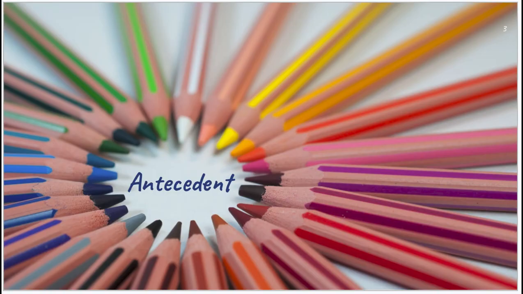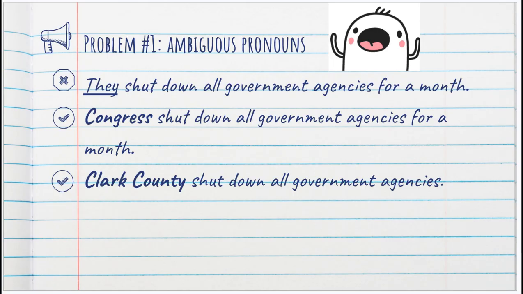Anytime you use a pronoun, it should be preceded by an antecedent. The antecedent is the more specific noun that your pronoun is referring to. If you don't have an antecedent, you shouldn't be using a pronoun. So that is actually the first problem, one of the main problems with pronoun usage. There's no antecedent, which is an ambiguous pronoun.